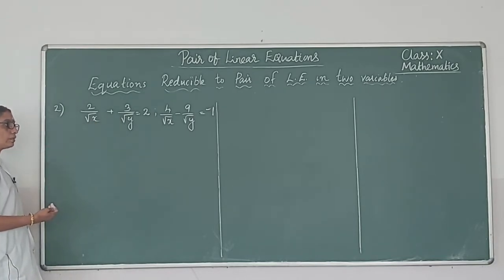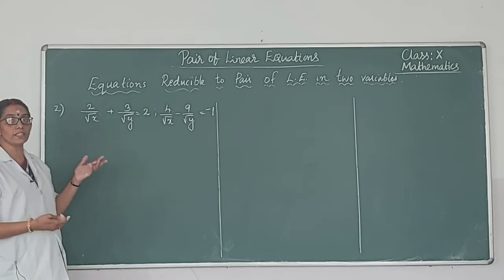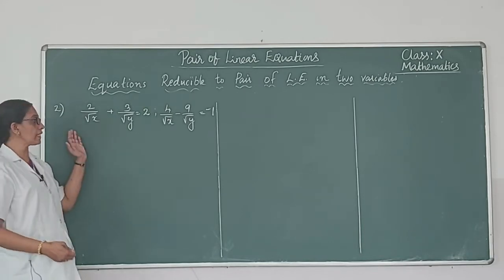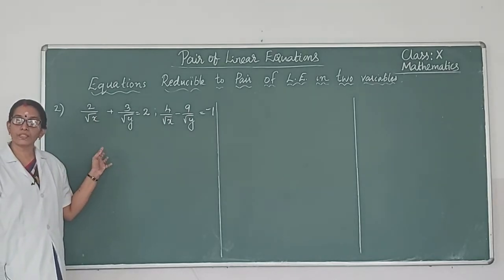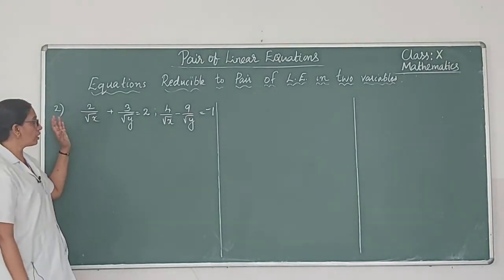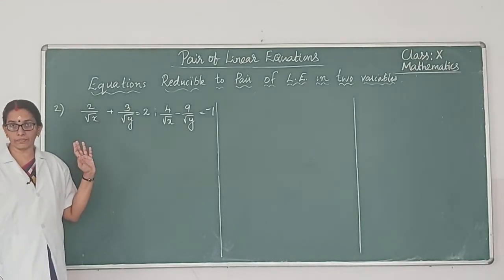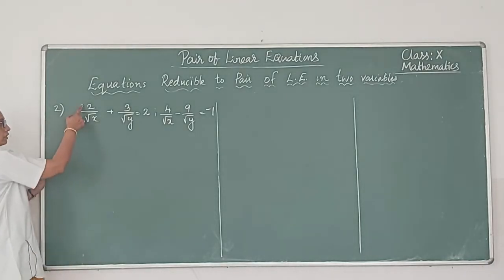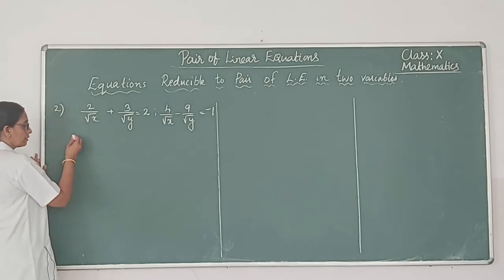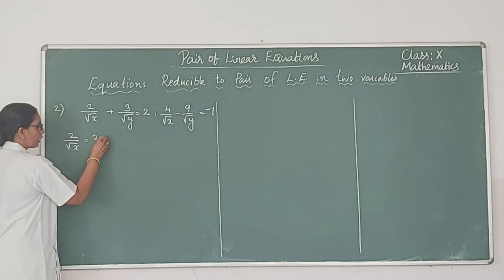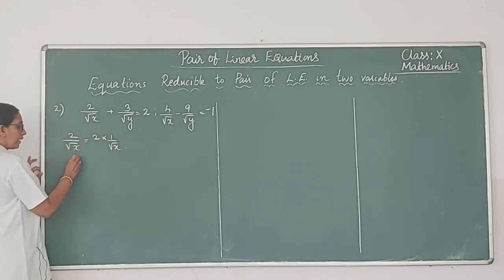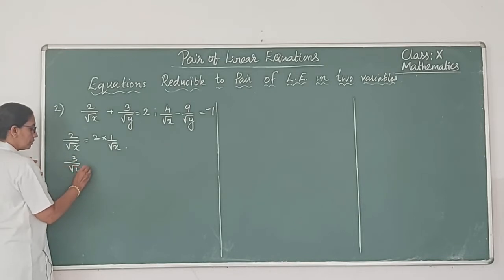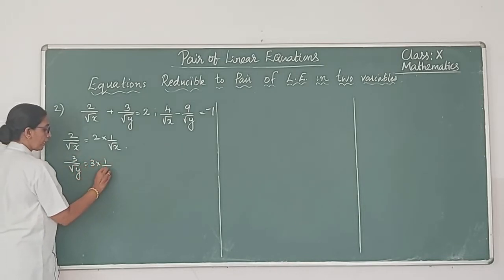So what we have to do, if we get equations like this, is reduce these equations to linear equations by giving some substitution. Here, what substitution to give, that we have to decide. So here 2 by root x means 2 into 1 by root x, isn't it? 3 by root y means 3 into 1 by root y.